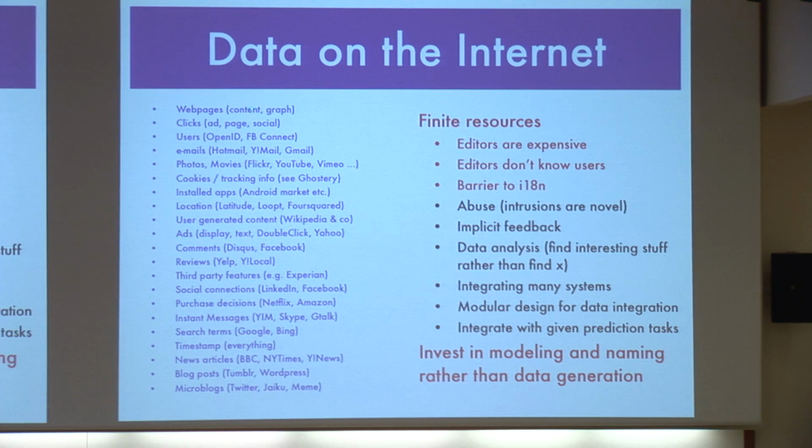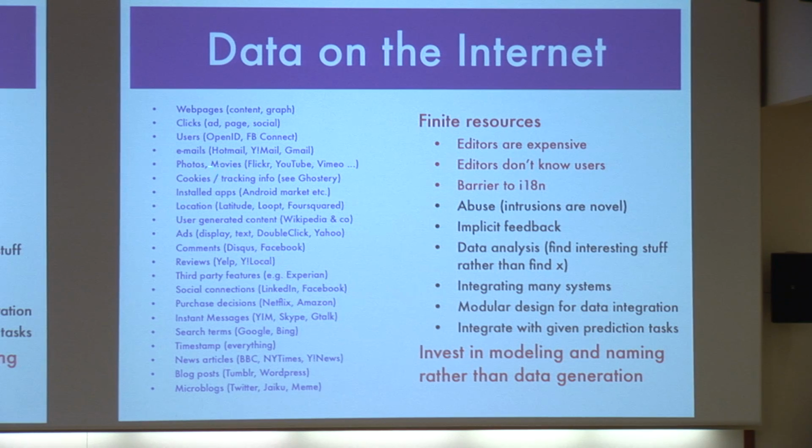So you have the content, but you also have the graph. However, what you also get is a lot of click data. Because people click on ads, they click on pages, they recommend things socially to each other, and you get clicks accordingly. There are the users themselves. So they have some IDs, maybe a Facebook Connect or whatever. They have profiles attached to them, locations, whatever. Emails. Well, it's both the content of the emails, when they send what to whom, and of course to whom.